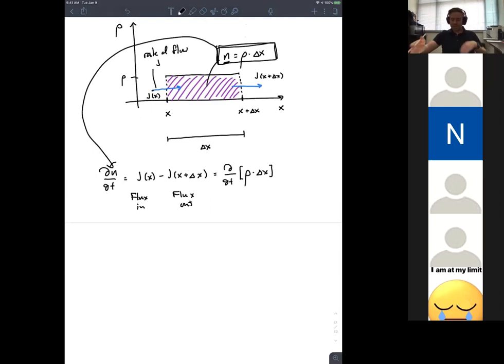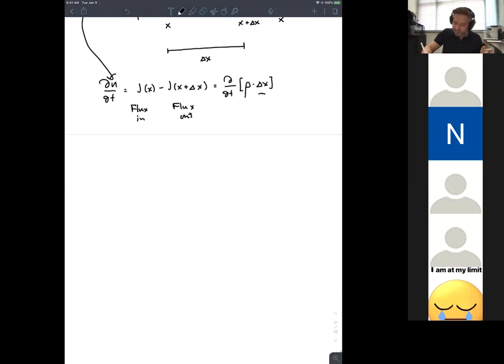All right, so now the volume itself is not changing. The only thing that's going to be changing with time is the concentration profile within that volume. So in other words, when I take this derivative, I don't have to worry about taking the derivative of delta x. The only thing I have to take the time derivative of is rho. So what I get is that j of x minus j of x plus delta x is equal to the time derivative of the concentration profile times the volume of my box.